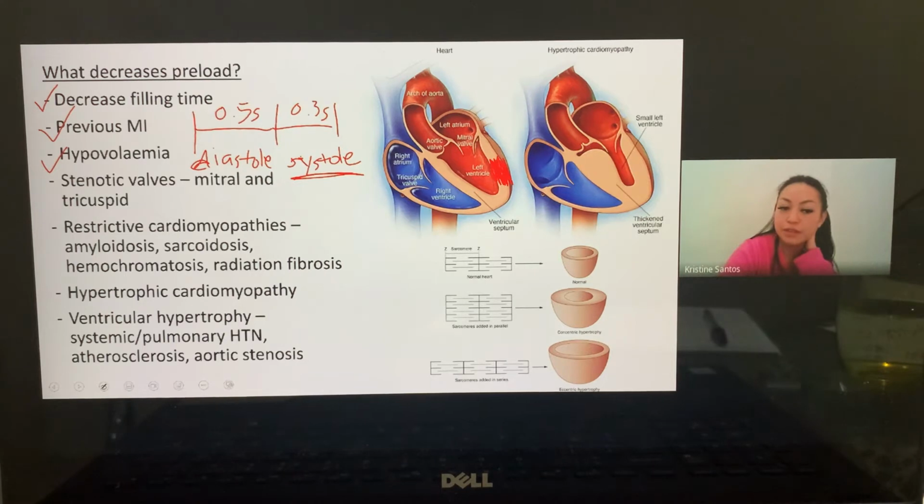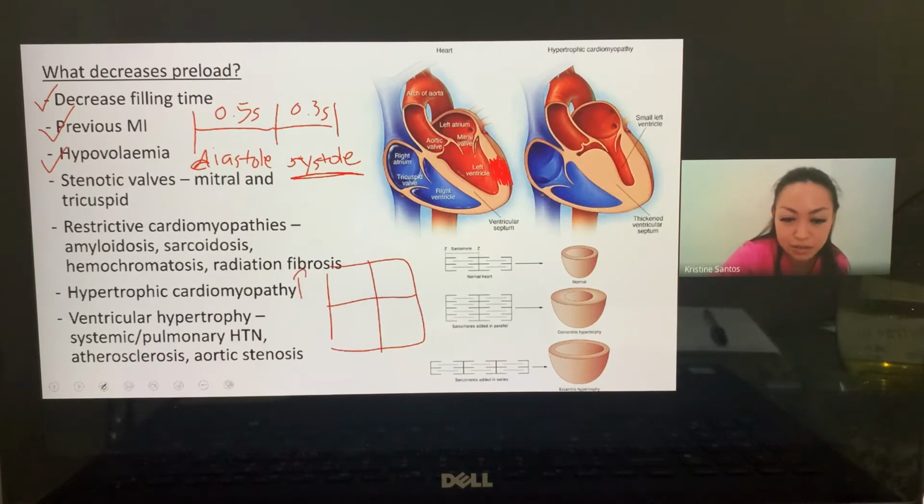Okay, I'm going to try and make this as easy as possible to understand. So this can decrease preload. Remember that I told you that ventricular filling happens in diastole, correct? We know that much. What I didn't tell you is that during diastole, so again, I'm going to draw my heart: right atrium, right ventricle, left atrium, left ventricle. During diastole, ventricular filling, the heart gets filled with blood. 80% of that filling happens passively.